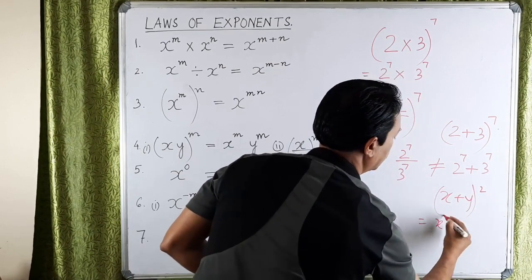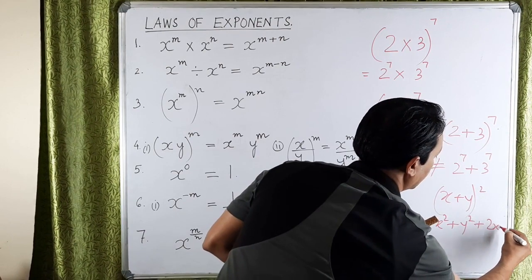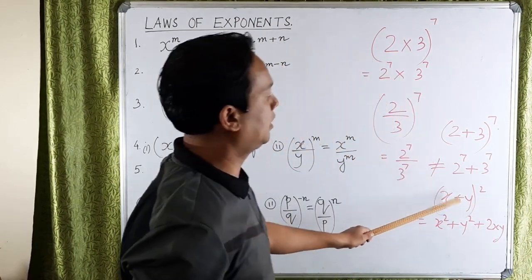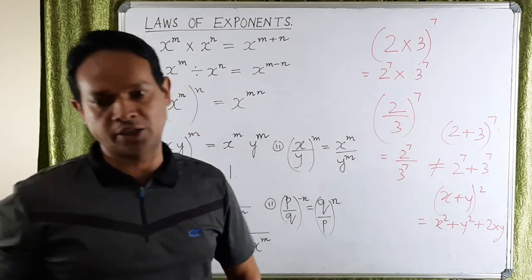We don't write only x square plus y square. This is not correct. We have to write plus 2xy. So remember, this is true only for multiplication and division, not for addition and subtraction.